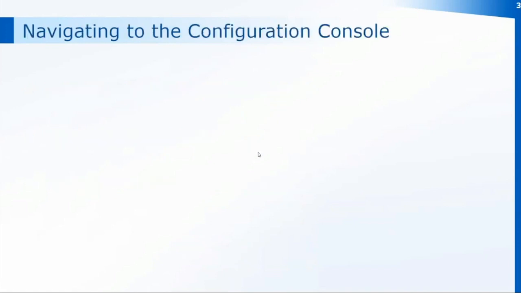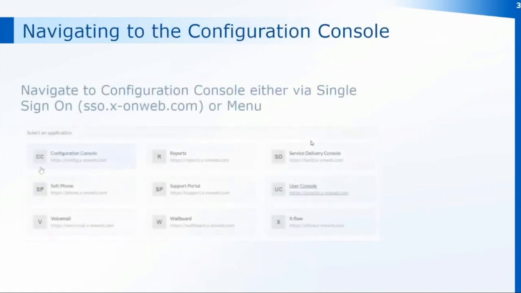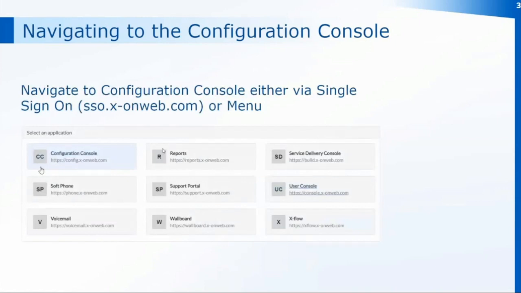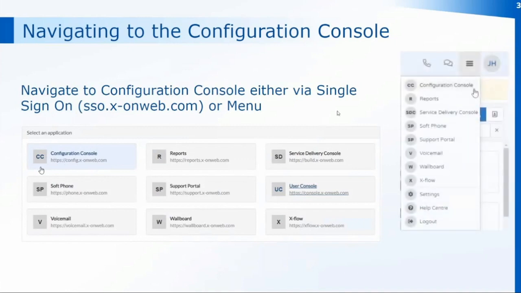So when navigating to the Configuration Console, you can either go directly from the single sign-on page and then click on the Configuration Console box, or you could enter the web address for the Configuration Console directly into your browser. If you're already logged in and in the user console, you can also go from the menu within any of the other consoles that will then give you the other consoles that you have access to. So we have the Configuration Console at the top of the menu, which is the three lines just next to your initials at the top of each page.